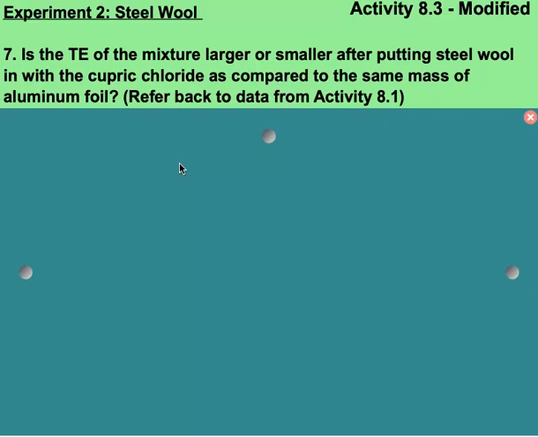Now you got one more question to go. Question 8. Why did the thermal energy of the mixture increase less when you put steel wool instead of aluminum foil into the solution, even though they had the same mass of 0.5 grams? So go ahead for number 8. What do you think is the answer to that question? Pause the video if you need more time.